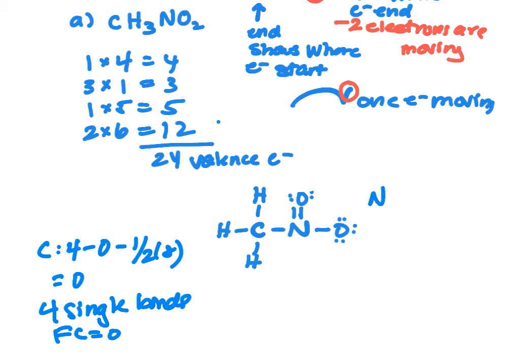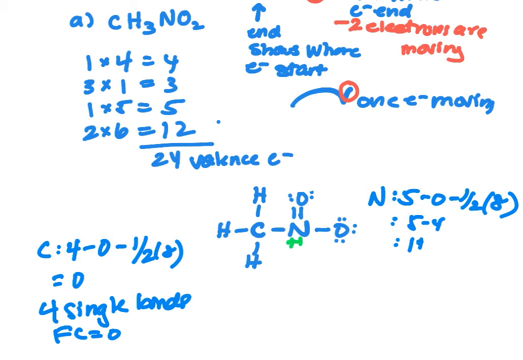Nitrogen is group number 5. There are no lone pairs on that nitrogen, minus 1/2 the number of bonding electrons, and you can see that there are 8 bonding electrons. So 5 minus 4, we get a 1, and that's a plus 1. So this nitrogen is going to have a formal charge of plus 1.